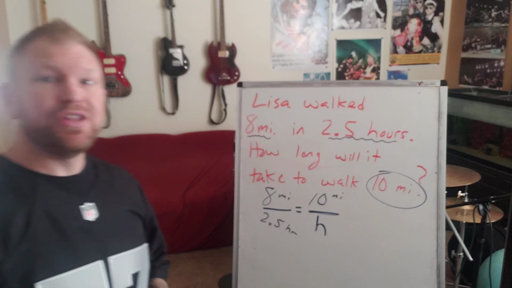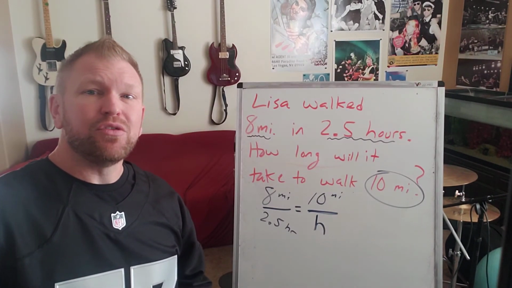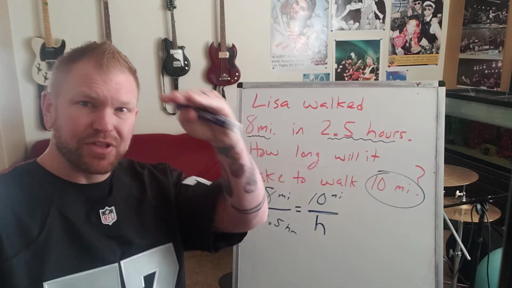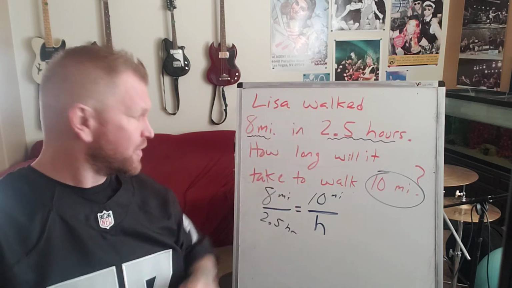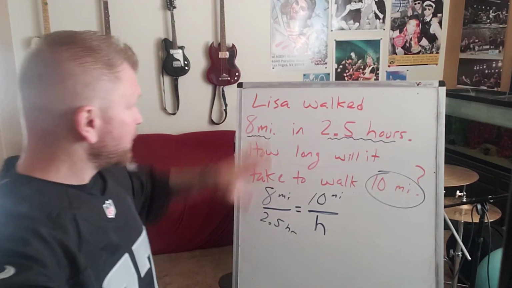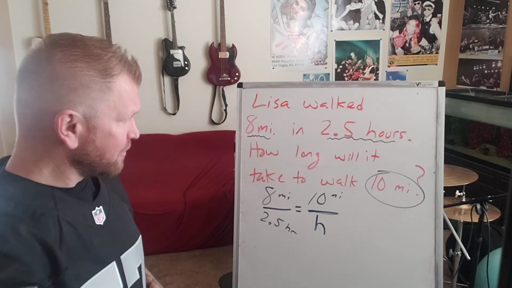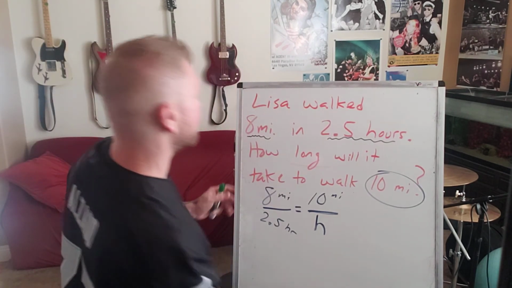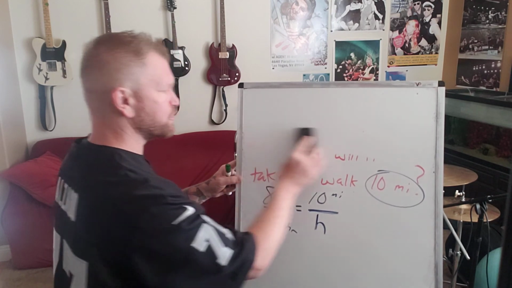Okay, so again, you read the information from the word problem. You compare it as a ratio where it's something over something equals something over something. Miles over hours equals miles over hours. I'm going to erase this up here. Make sure you've got yours copied down. And to solve this, we could use cross products.